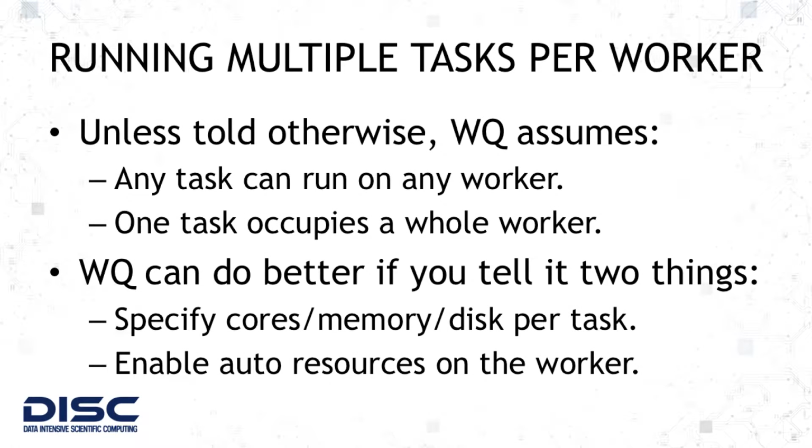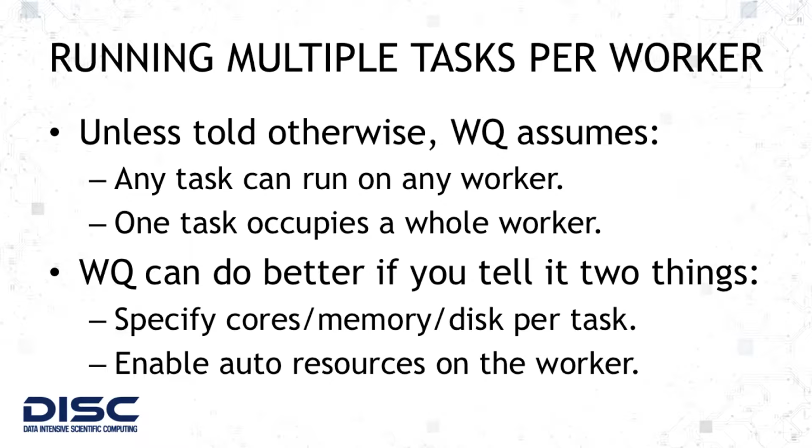So first, let's talk about running multiple tasks per worker. If you really want to scale up to a large number of tasks, you want to be able to run as many tasks as you can on a worker. If that worker has 64 cores, it'd be nice to be able to run 64 one-core tasks. But that won't happen automatically. Unless you tell it otherwise, work queue will assume that any task can run on any worker and that one task occupies a whole worker.